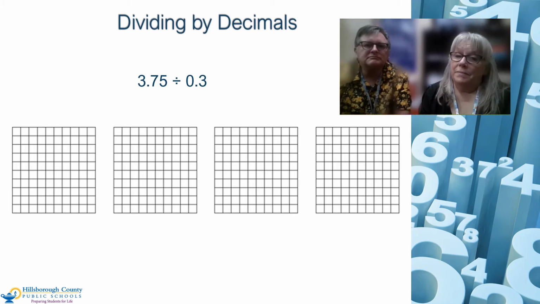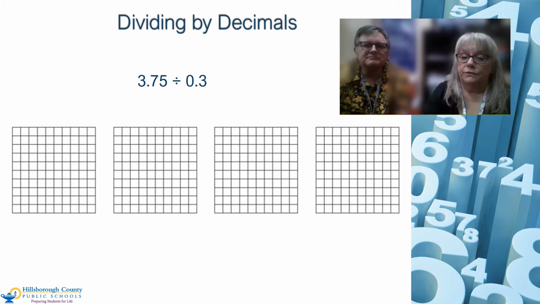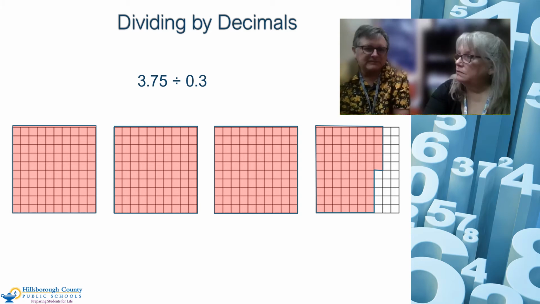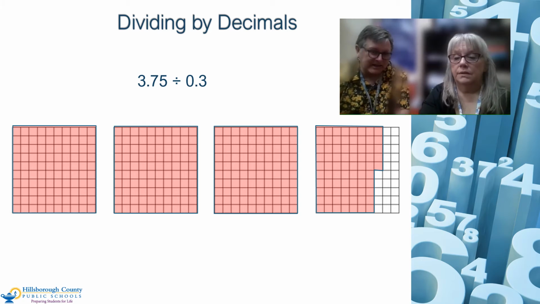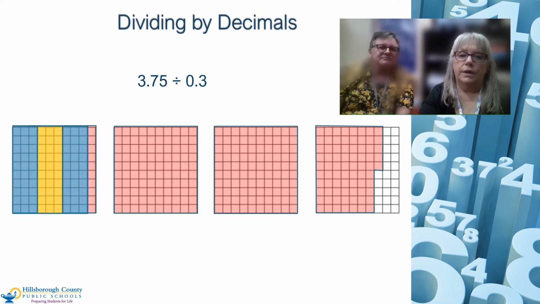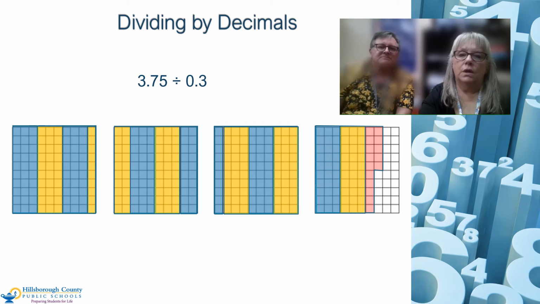All right, this one might be a little bit trickier. We're going to first model our dividend, which is 3 and 75 hundredths. So I'm going to shade that in on my model. And our divisor is 3/10, so it's asking how many 3/10 are in 3 and 75 hundredths. So let's start shading those 3/10. I have 1, 2, 3, 4, 5, 6, 7, 8, 9, 10, 11, 12.